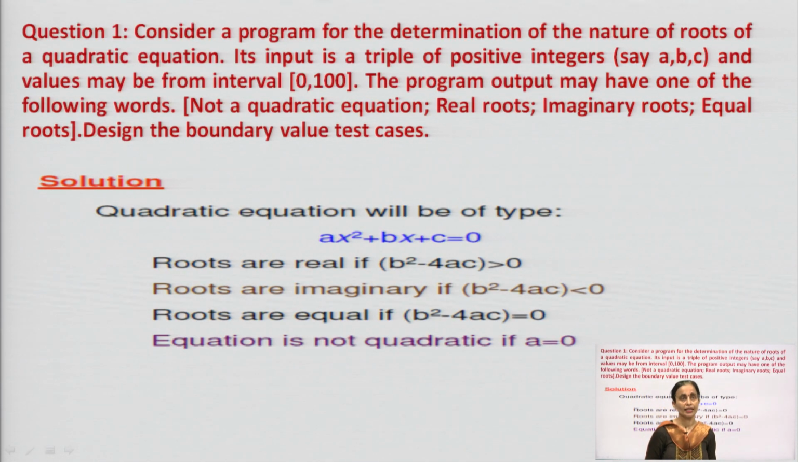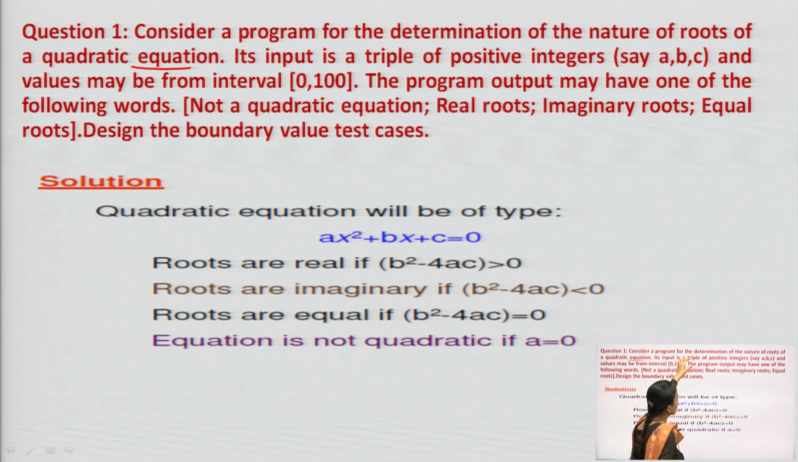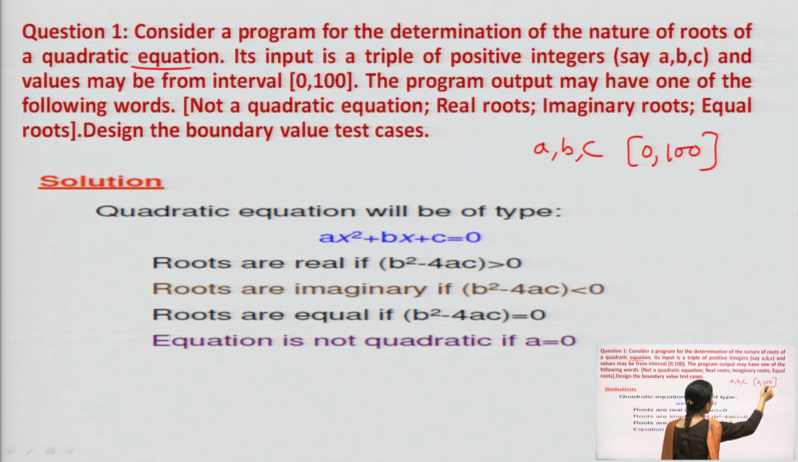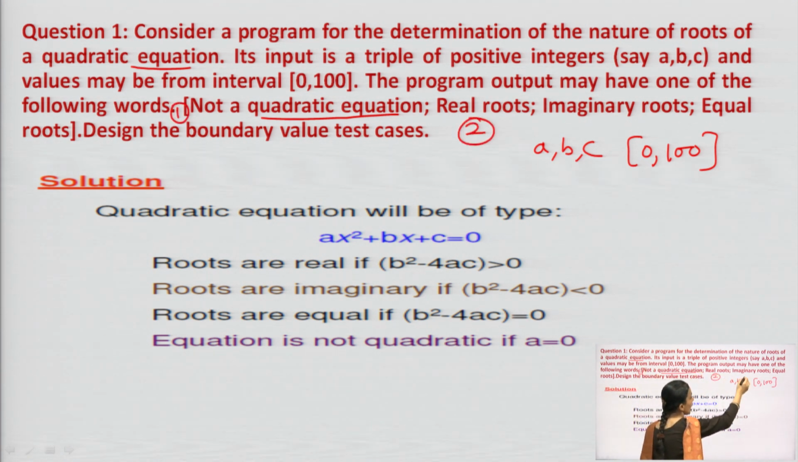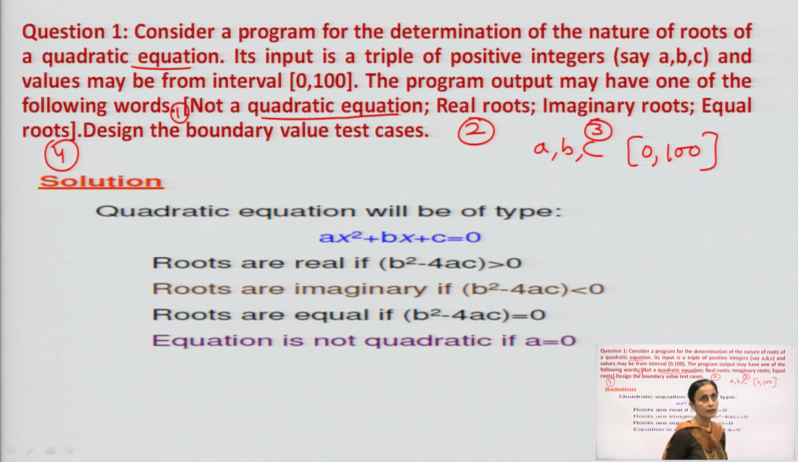Now, consider one example. Consider a program for determination of the nature of roots of a quadratic equation. The input is a triple of positive numbers, a, b and c, and the values may be from the interval 0 to 100. The program output can be any of the following: either it is not a quadratic equation, or it has real roots, or imaginary roots, or equal roots. Now, the question is: design the boundary value test cases for this.